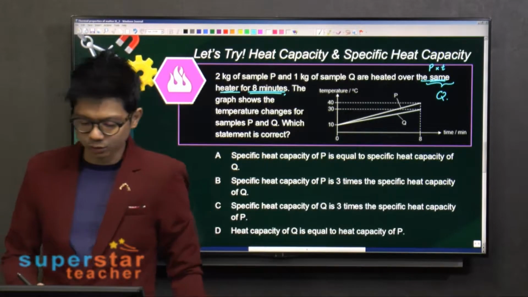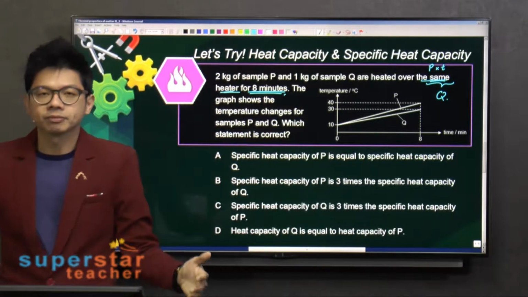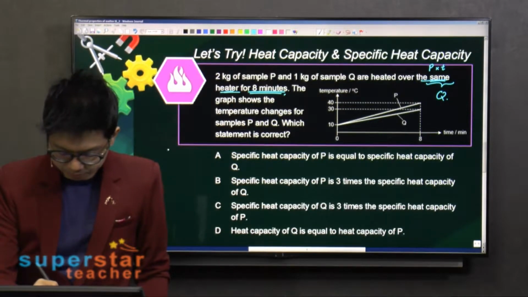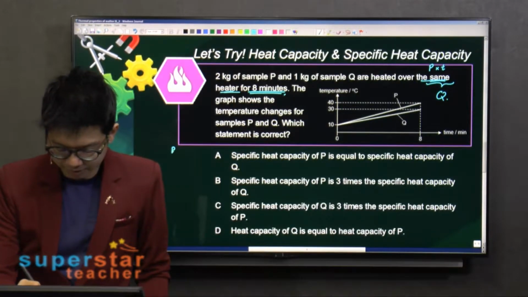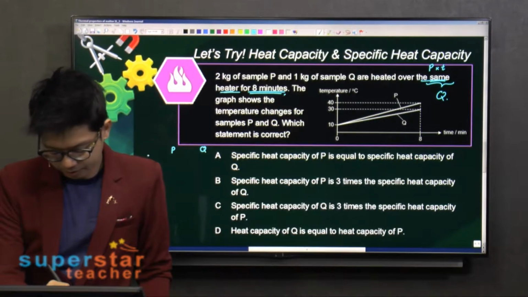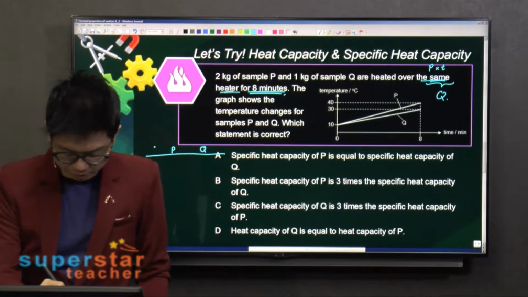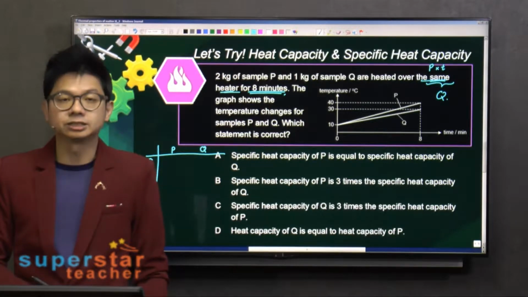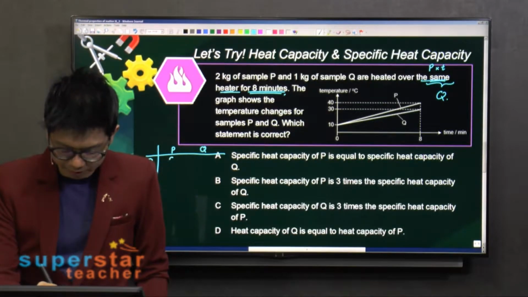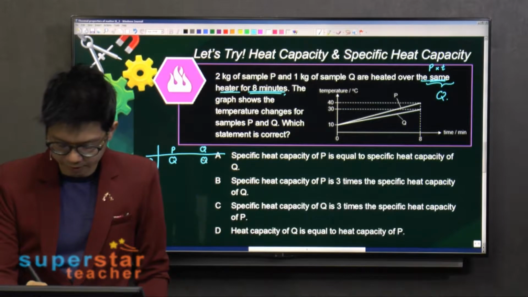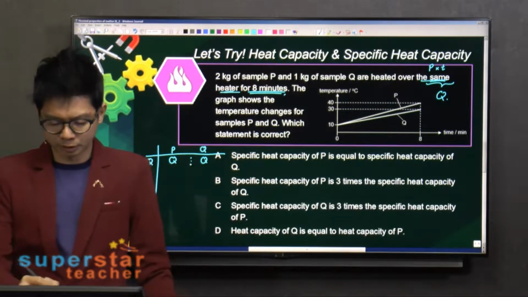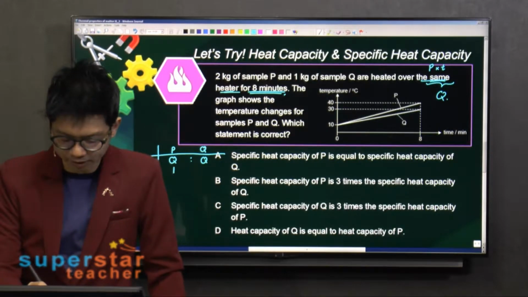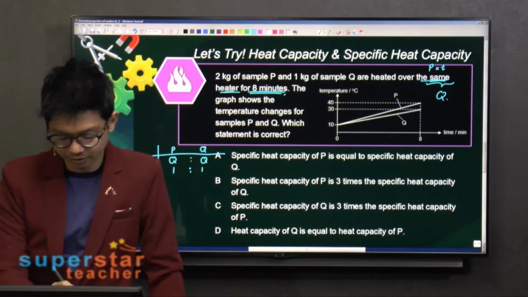So what I can do is draw something like a table. This is my P, this is my Q. In terms of the energy that is absorbed, both will be Q. So Q is to Q. If I do it as a ratio, I get 1 is to 1.